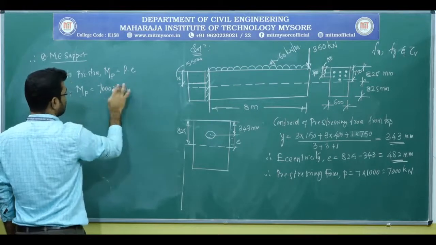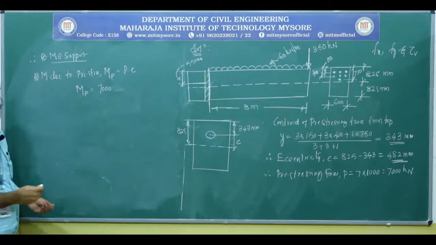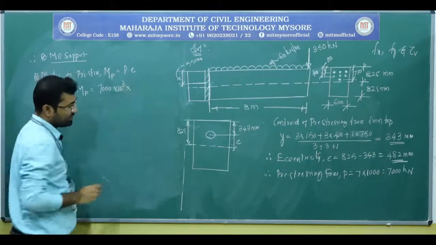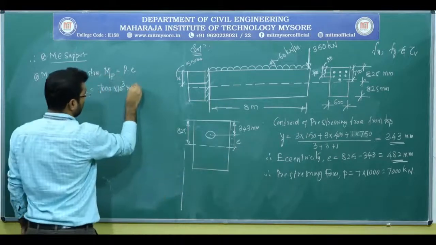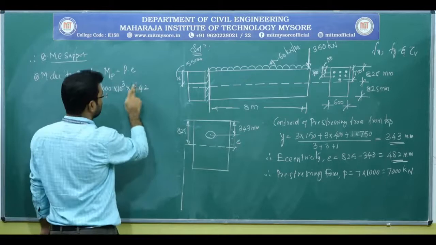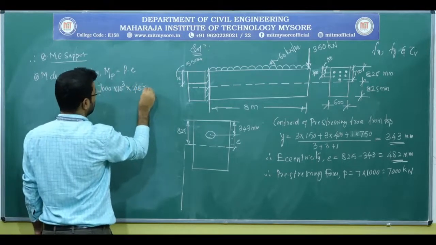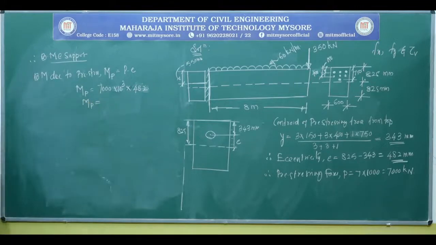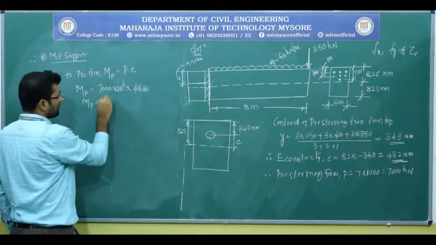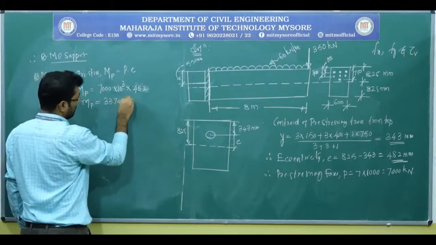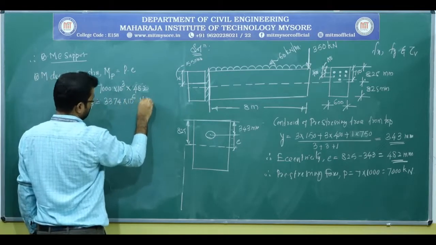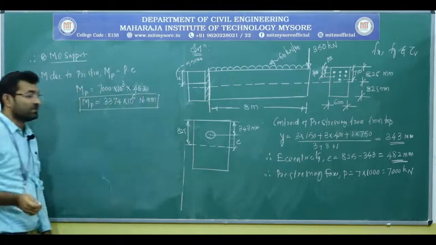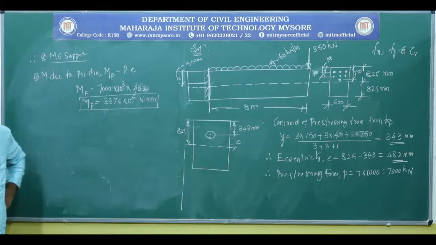Let me convert this into newtons. 7000 kilonewtons into the eccentricity, as per our calculation, 482 millimeter. So the moment due to pre-stressing force is about 3374 into 10 to the power 6 newton millimeter, which is the moment due to pre-stressing force in the beam.